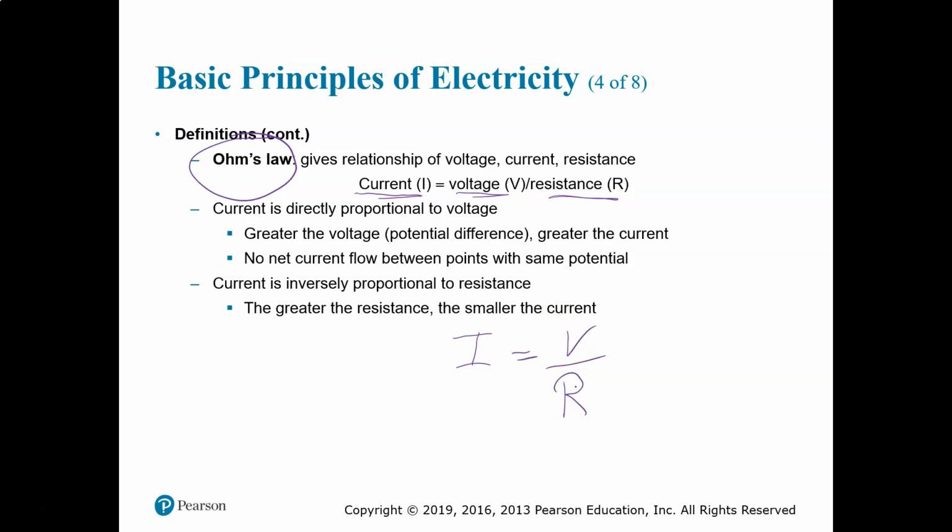Okay, what that tells you when you look at that relationship is that current is directly proportional to voltage. So the greater this number is, the greater this number is going to be. It's inversely proportional to resistance. So when resistance is low, then current is high.